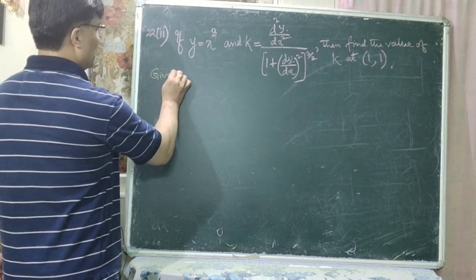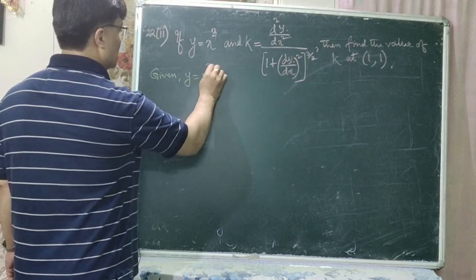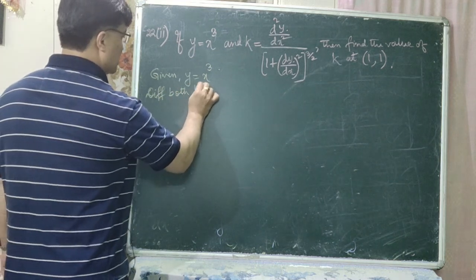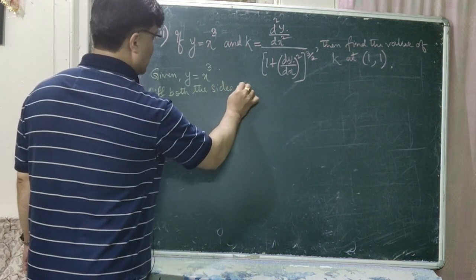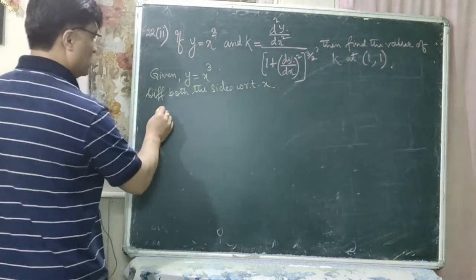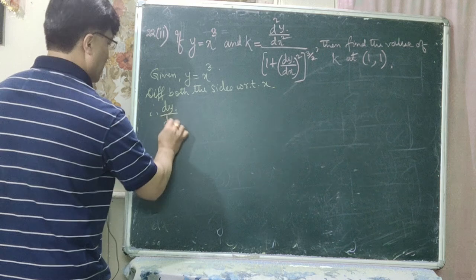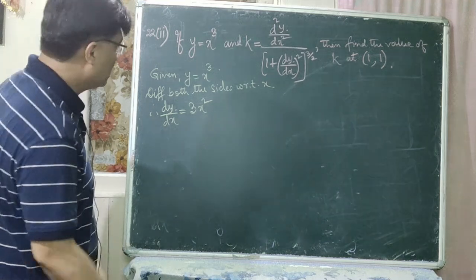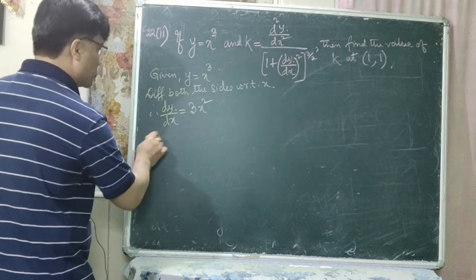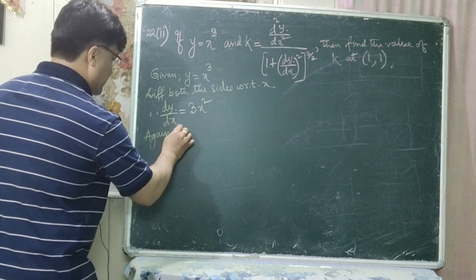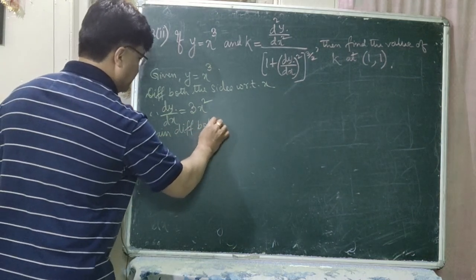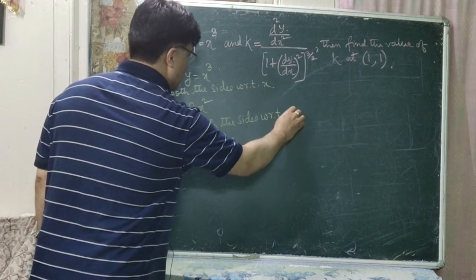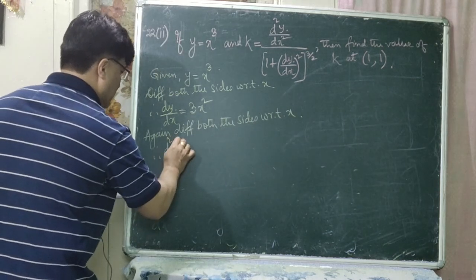So here given is y is equal to x cube. Now you write down, differentiating both the sides with respect to x. Therefore dy by dx is equal to 3x square. Is that clear? Again differentiate it to get d2y by dx square. So again differentiating both the sides with respect to x.